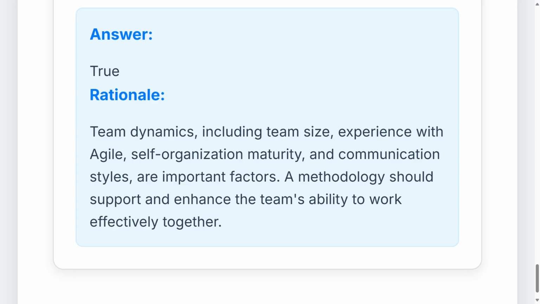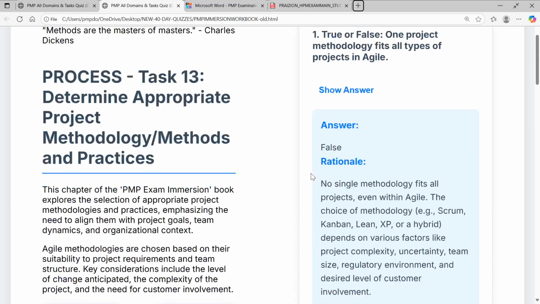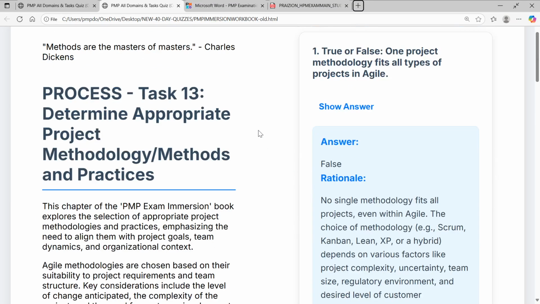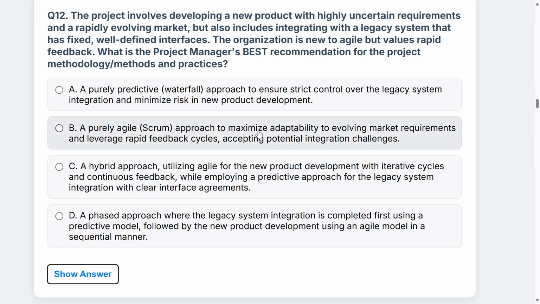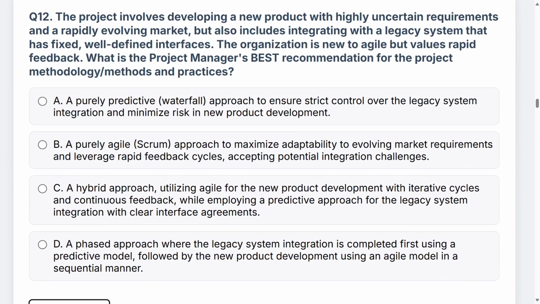Now that we're done taking a look at all of the true or false and the overview for today, let's move into our question of the day, and it reads: the project involves developing a new product with highly uncertain requirements and a rapidly evolving market, but also includes integrating with a legacy system that has fixed, well-defined interfaces. The organization is new to Agile but values rapid feedback. What is the project manager's best recommendation for the project methodology, methods, and practices?